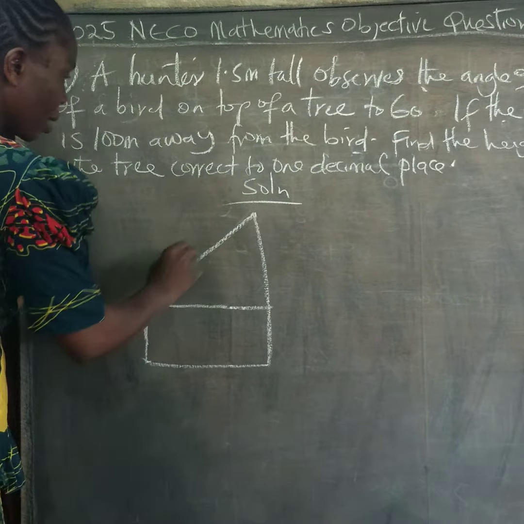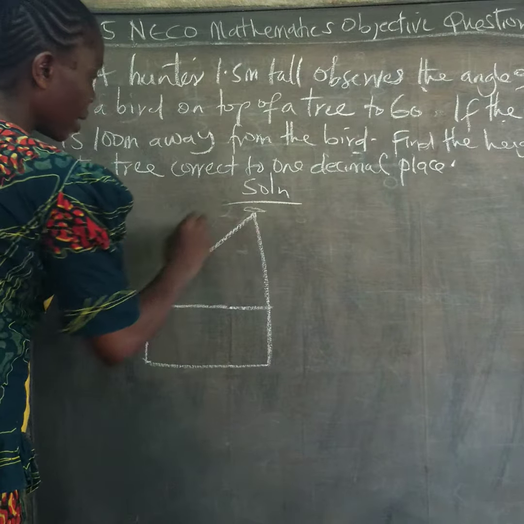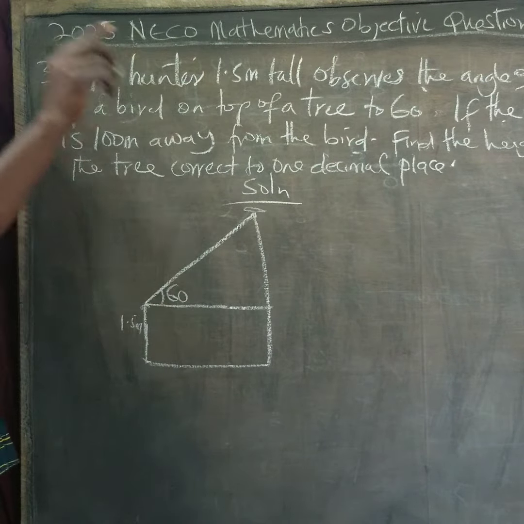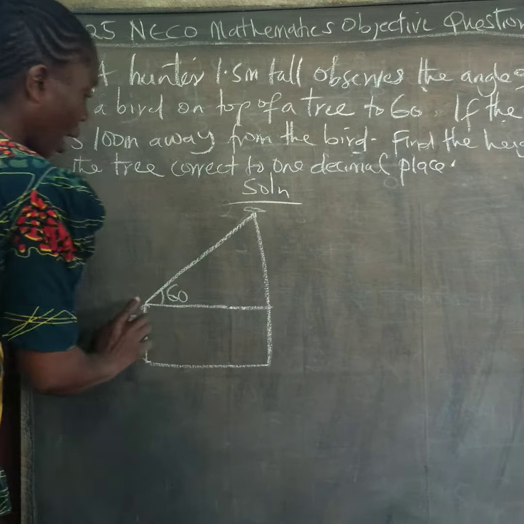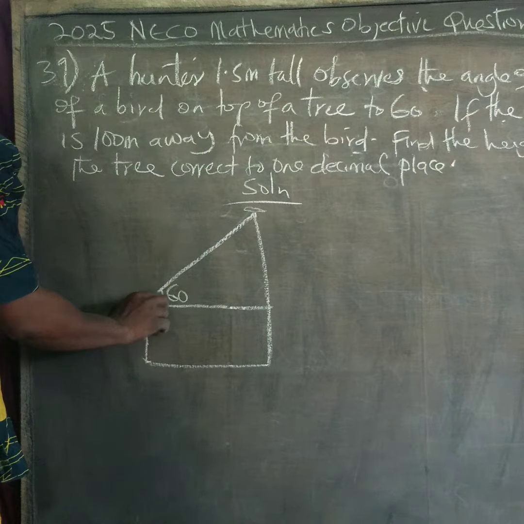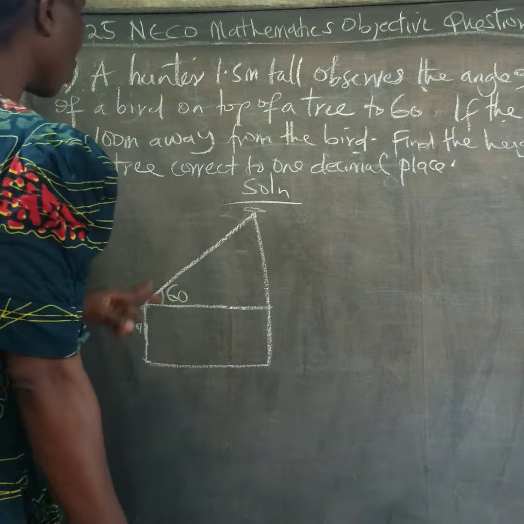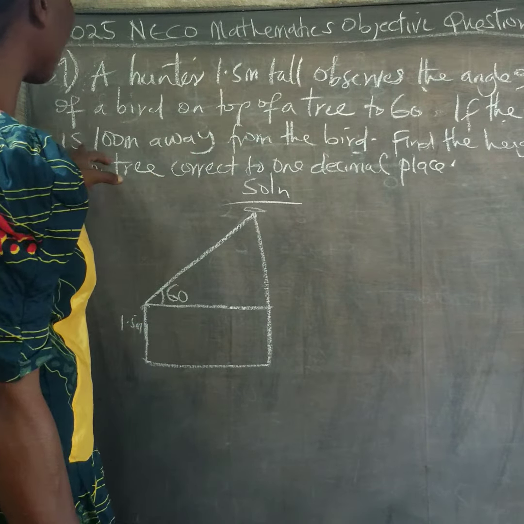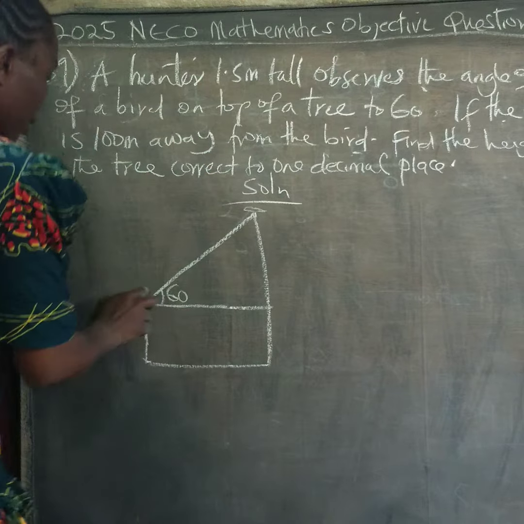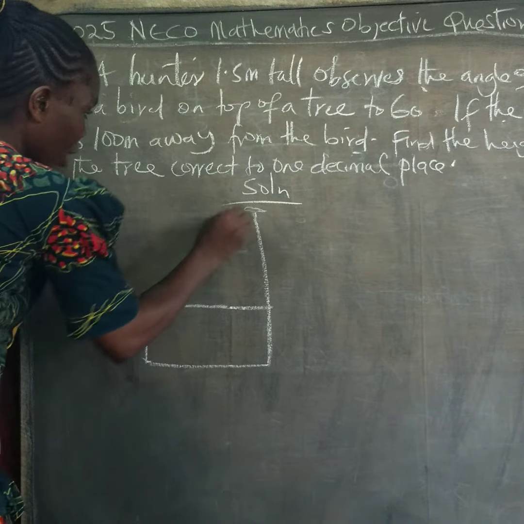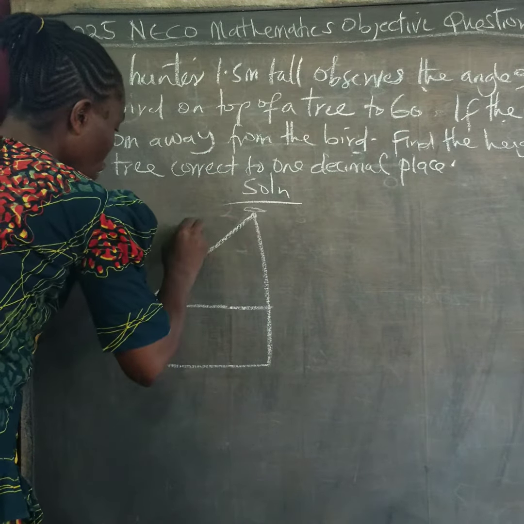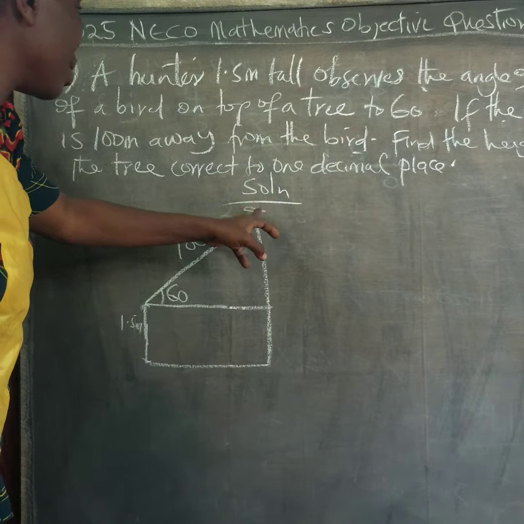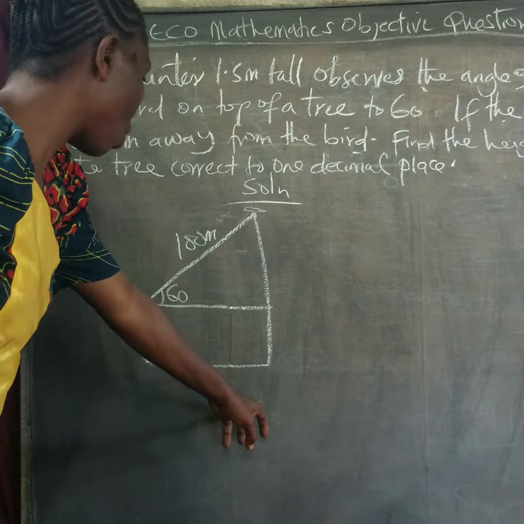Now he observes a bird here. This is where the bird is, at that tree, at an angle of 60 degrees. Angle of elevation is horizontal up. That's the angle of elevation, 60 degrees. And then we are told that if the hunter is 100 meters away from the bird, from here to this place is 100 meters. Now you are told to find the height of this tree, correct to 1 decimal place.